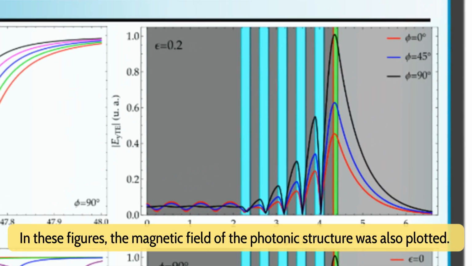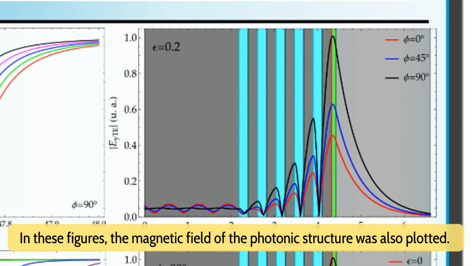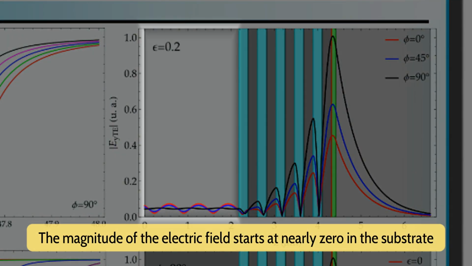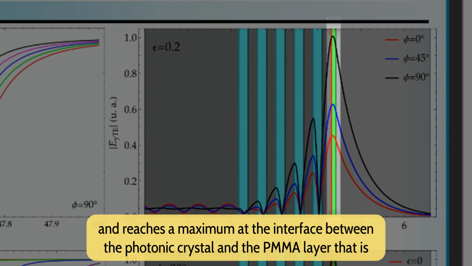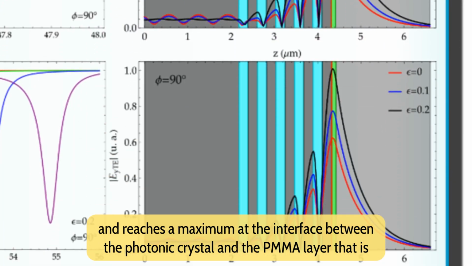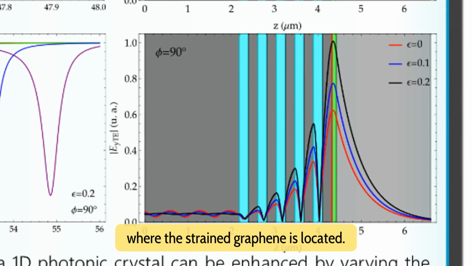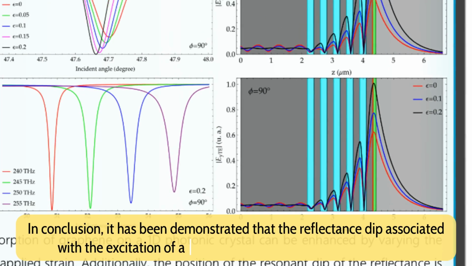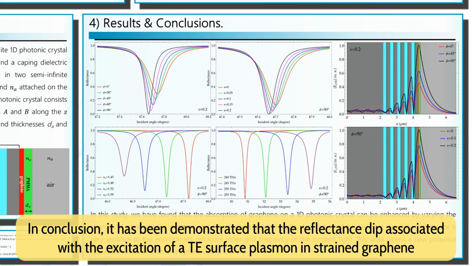In these figures, the magnetic field of the photonic structure was also plotted. The magnitude of the electric field starts at nearly zero in the substrate and reaches a maximum at the interface between the photonic crystal and the PMMA layer, that is, where the strained graphene is located. It is also worth noting that for epsilon equal to 0.2 and phi equal to 90 degrees, the maximum field amplitude is achieved.